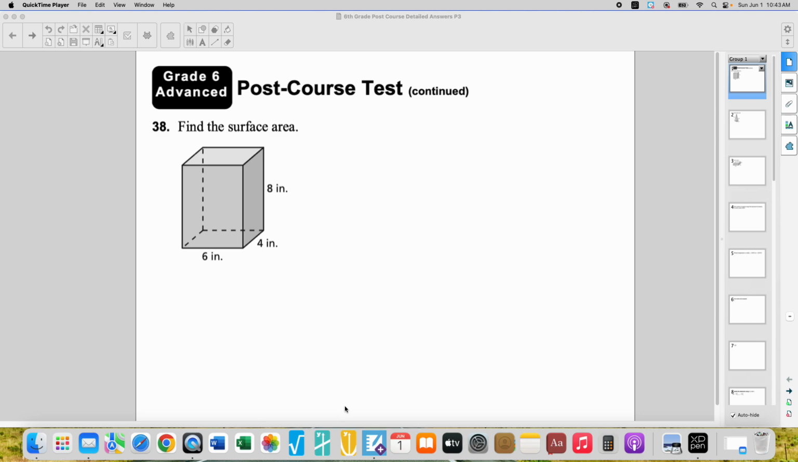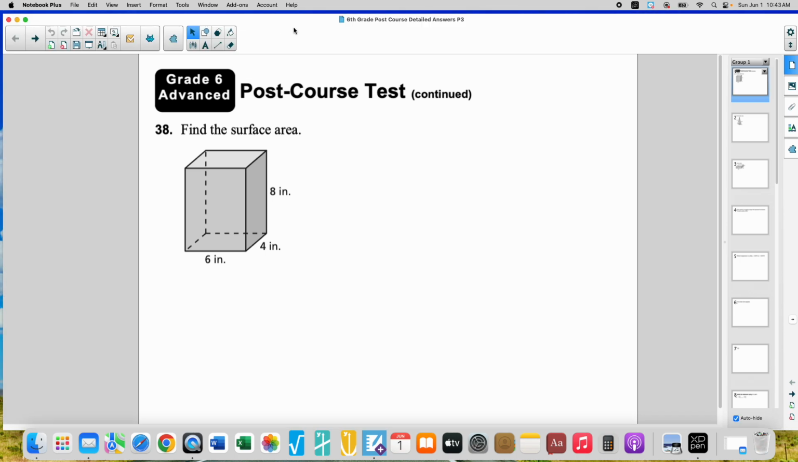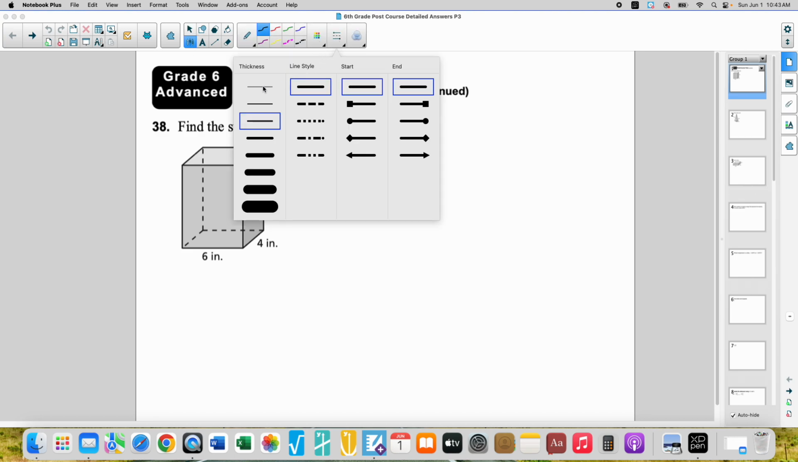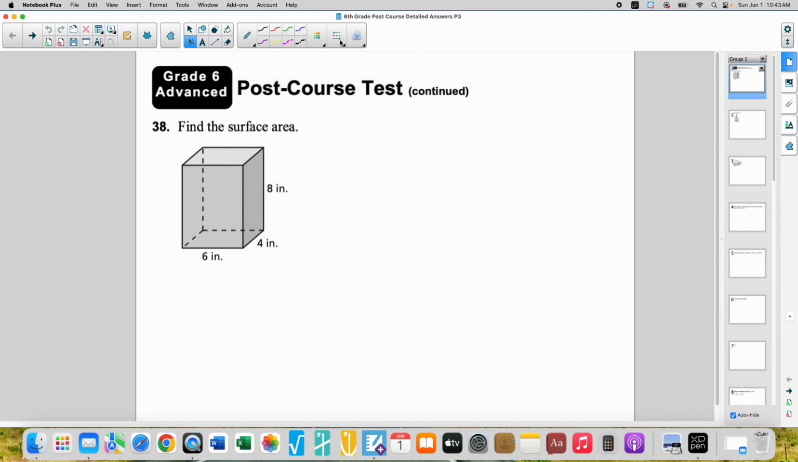Welcome to page 3 of our grade 6 advanced post-course test. These are all the skills that should have been mastered by the end of 6th grade if you wanted to be an advanced math student.